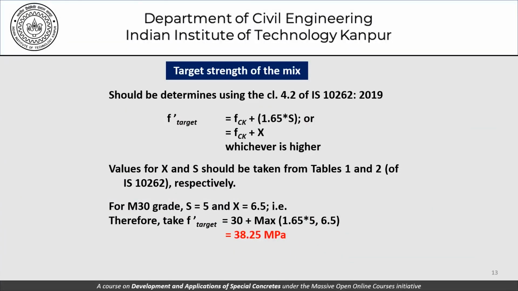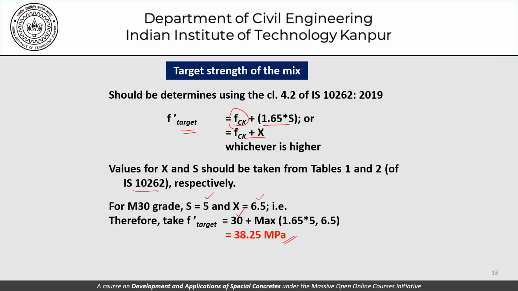So the first step: we know that as far as the strength is concerned, we try to get this target strength of the mix using the characteristic strength. We know in this case we are working with M30, using this factor of 1.65 times S or a factor which is fck plus X, whichever is higher. So in this case, from the tables which are already known to you, S is taken as 5 and X is 6.5. We take f target, that is the target mean strength of the concrete that we are trying to proportion, as 30 plus the maximum of these two numbers, which turns out to be 38.25.